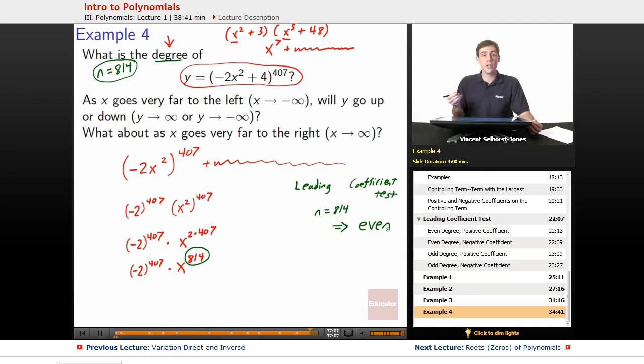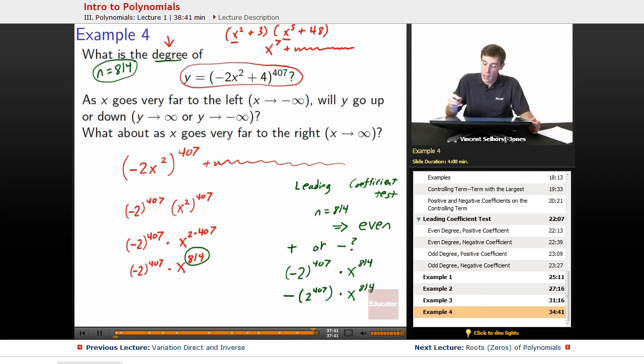Now we want to figure out what is our leading coefficient. Is it positive or negative? So plus or minus. We do that, negative 2 to the 407 times x to the 814. Well, if it's negative raised to an even number, they'll all get canceled out. If it's negative raised to an odd number, one of them remains, because all of the even part will get canceled out, but that odd is an extra one, so it sticks around. So we'll get negative 2 to the 407 times x to the 814. That means we've got a negative sign right here.